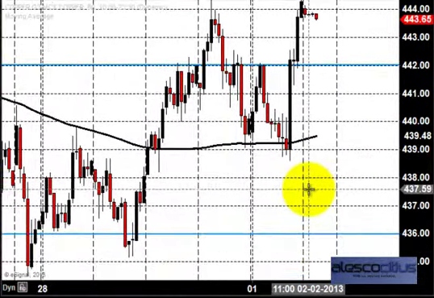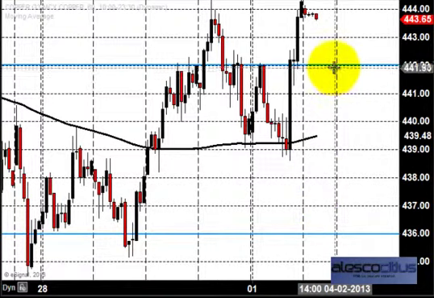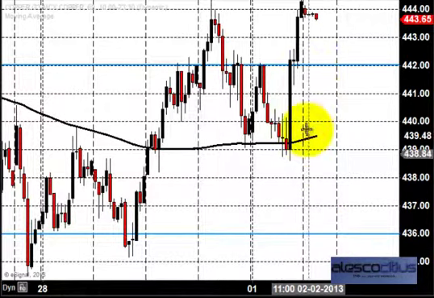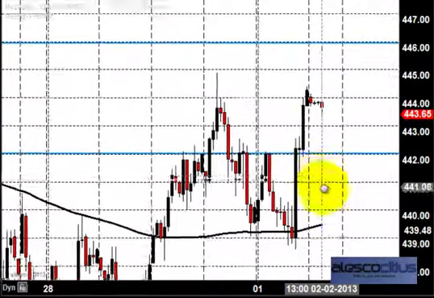Today also we are expecting copper to continue and stay in buying, having 442, and till 436 copper can stay in buying. So let us see what's going to happen during the trading session.